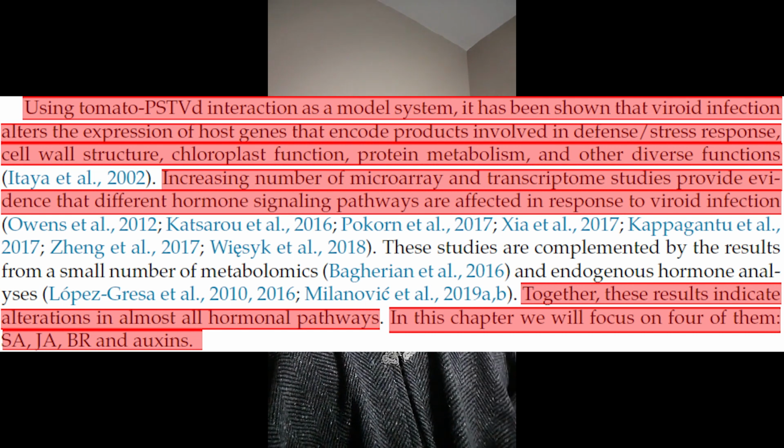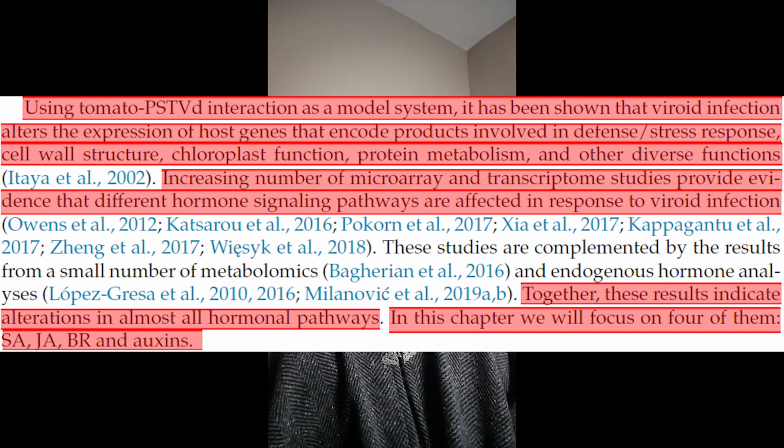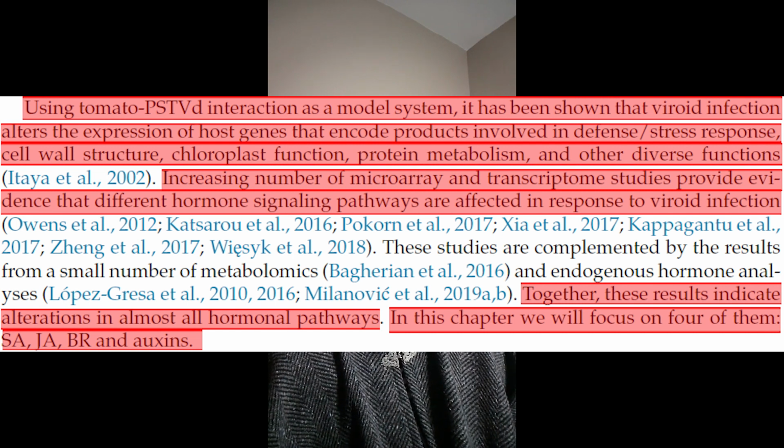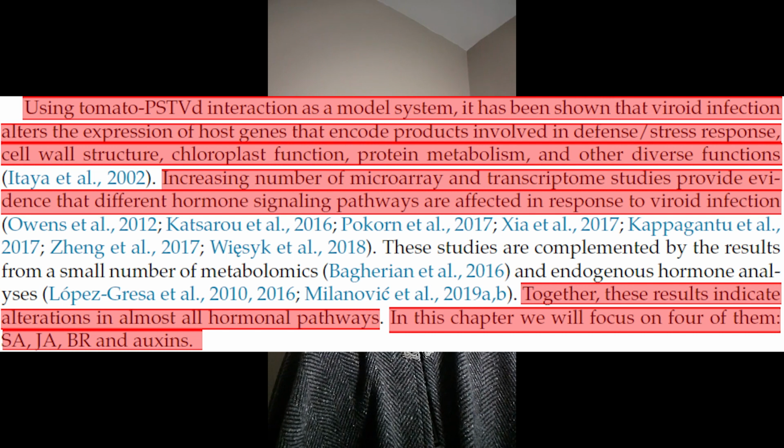In this chapter, we will discuss four of them, which would be the salicylic acid, jasmonic acid, BR, and auxins. BR, how am I forgetting what BR is? Let me just skip down here and see if they tell me. Oh yeah, brassinosteroids. Okay. So I'm not going to get into all of those, and that was actually all that I had highlighted here for this paper. But I'll go down to the conclusion.